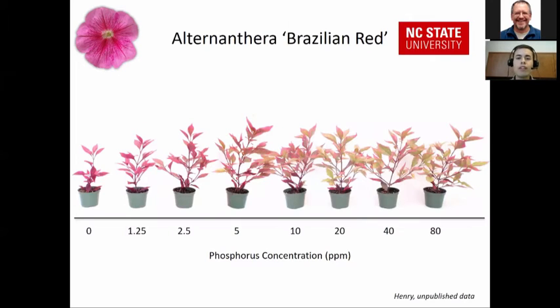So first off, here's Alternanthera Brazilian Red. You can see I used 8 different rates of phosphorus ranging from 0 to 80 parts per million. And you can see that plants that were grown without phosphorus or with very low amounts of phosphorus were stunted. But with very small additions of phosphorus, you can see that plant growth definitely gets a lot greater, up to about 5 parts per million. You can see that the plant that was grown with 5 parts per million phosphorus is about as big as any of the plants get.